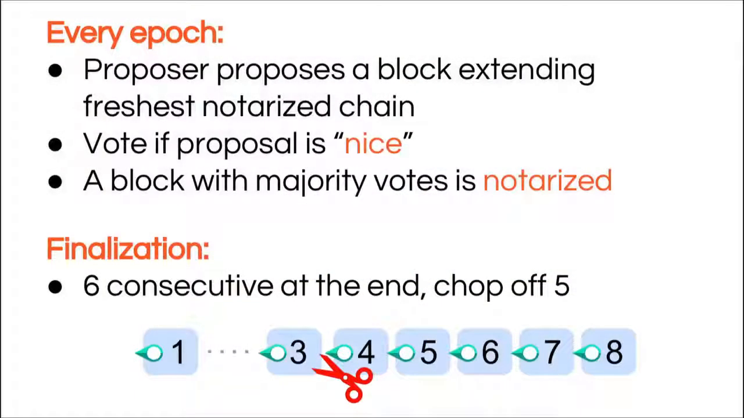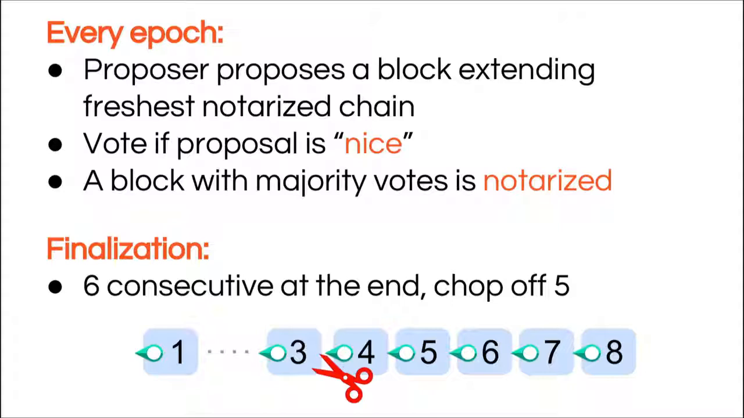So here's a fully functional distributed consensus protocol from scratch. Imagine messages get delivered in 1 second, and every epoch is 2 seconds. In the first second of the epoch, a proposer proposes a block extending the freshest notarized chain it has seen. In the second second of the epoch, I vote on the proposal I've received if the proposal satisfies certain nice properties. You only need to check 2 very natural properties. Number 1, the proposed block extends from a parent that has already been notarized.